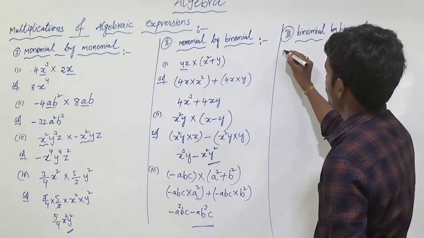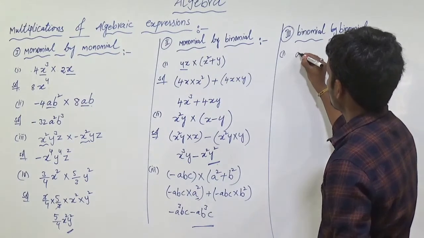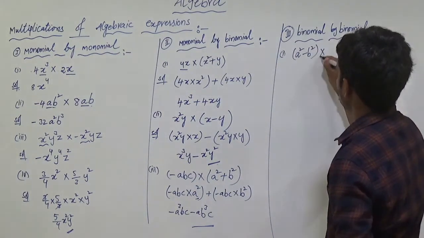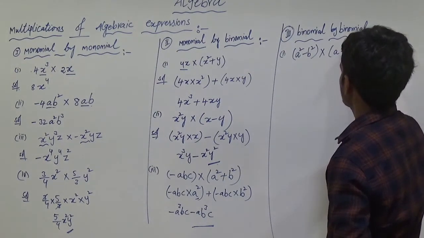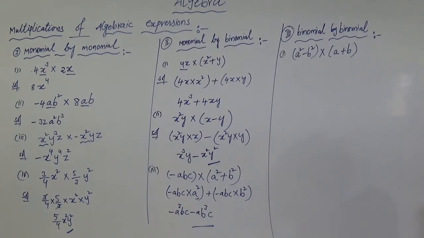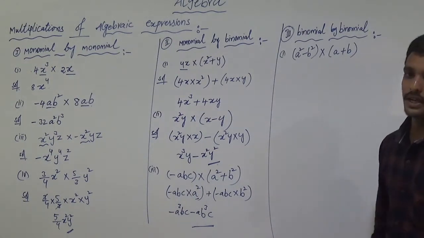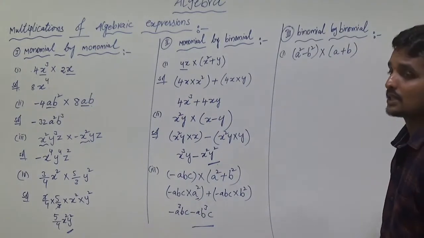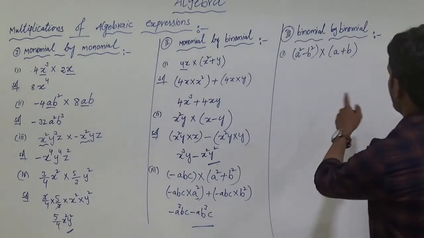I am writing the first example here: a square minus b square, binomial, into a plus b. This is the question. Binomial a square minus b square has two terms, so it is a binomial. Plus a plus b, this is also a binomial. So I am explaining with numbers.